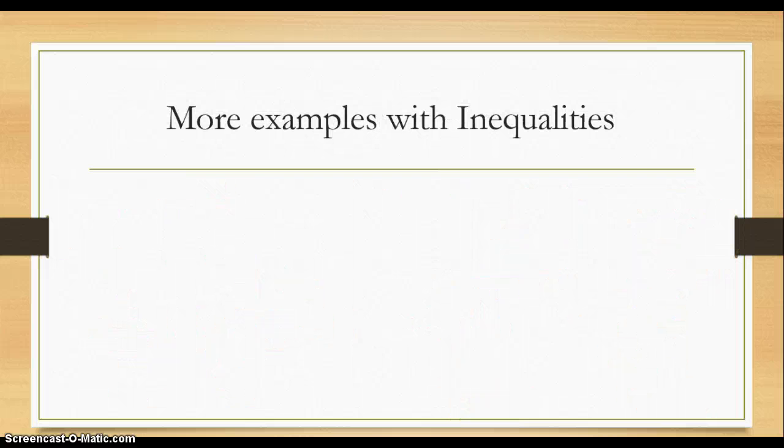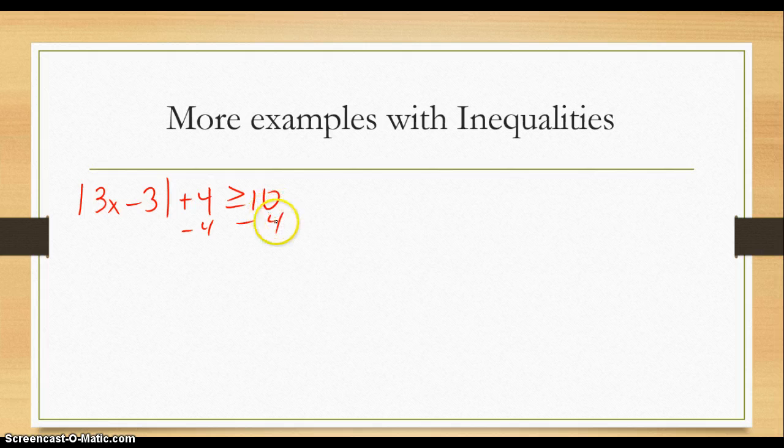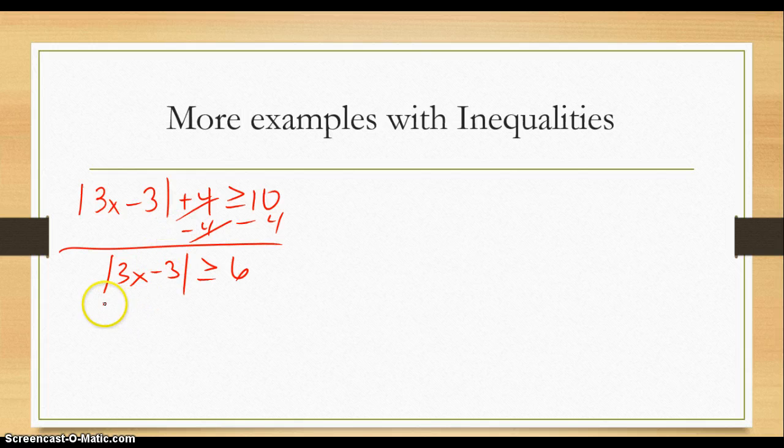So let's take a look at a couple more examples here. Let's say I have the absolute value of 3x minus 3, plus 4, is greater than or equal to 10. For the absolute value, I need to get that alone first. So I'm going to subtract 4. So the absolute value of 3x minus 3 is greater than or equal to 6. So the absolute value is by itself.